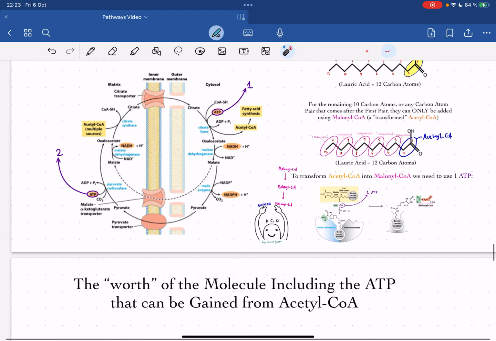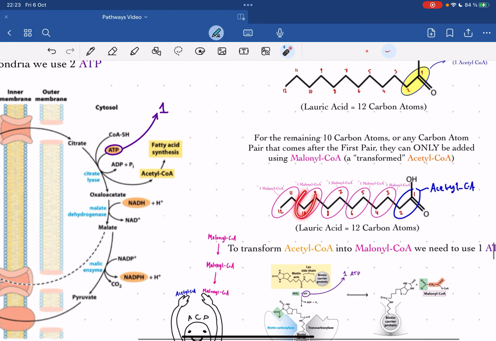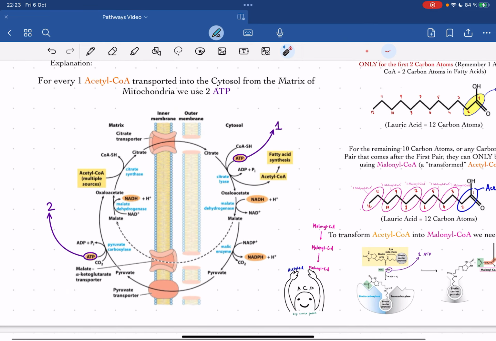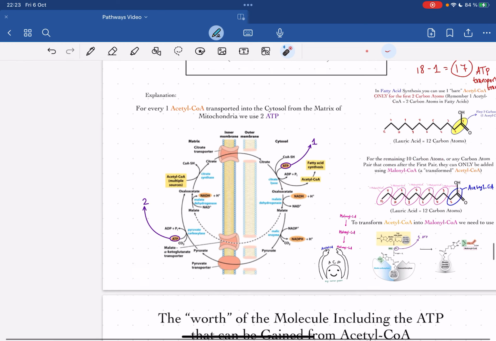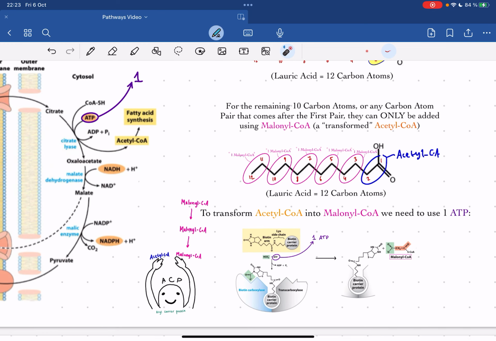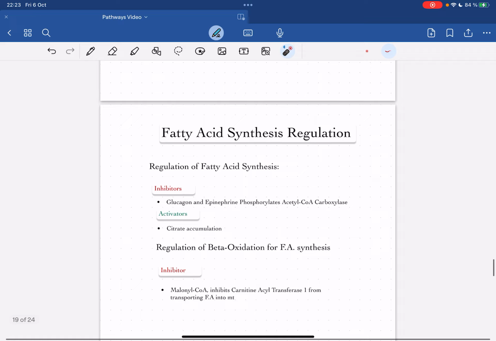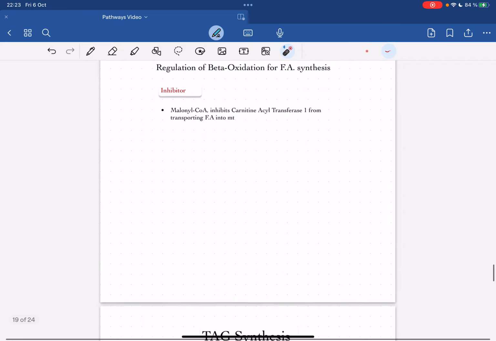But the malonyl-CoA also helps not only to add into this fatty acid chain, it also tells beta oxidation to stop working in order for us to preserve the fatty acids that we're actually creating. So that's all for the fatty acid synthesis regulation.